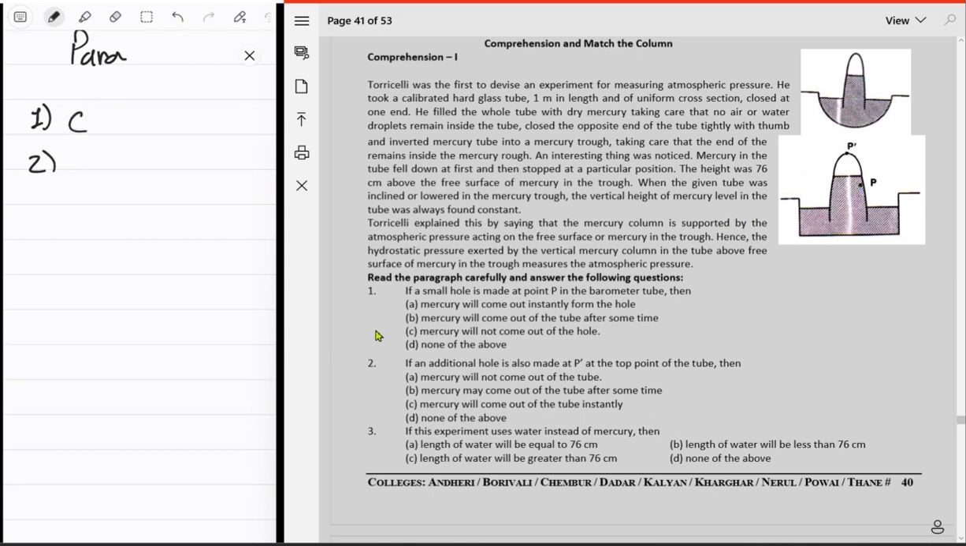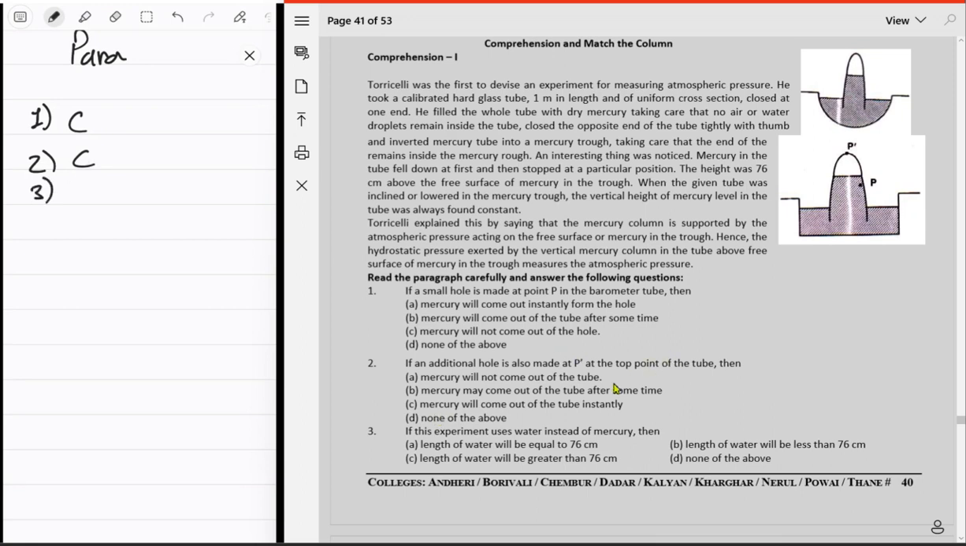Second is if an additional hole is also made at P dash at the top point of the tube, there's P and P dash. Okay, then forget what's the question. Yeah, in that case it will in fact come up. So if both are made simultaneously, yes, mercury will come out of the tube. Wait, it's weird. It's just lower. Okay, it's pushed down actually. Hmm. So first it will come out, then it will get lowered and won't come out. Right, so I think C is the thing. It will come out instantly.